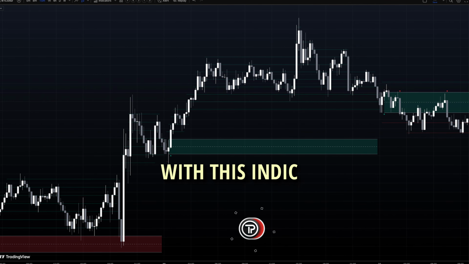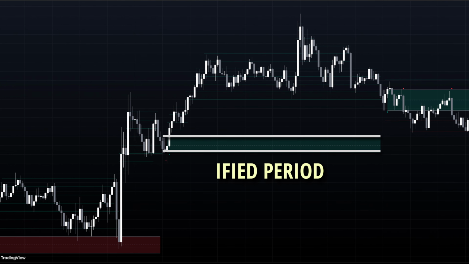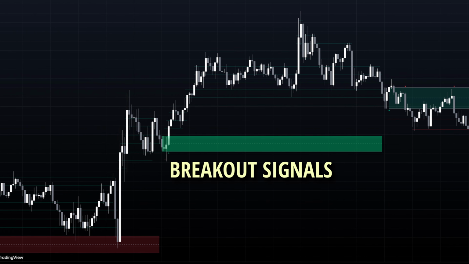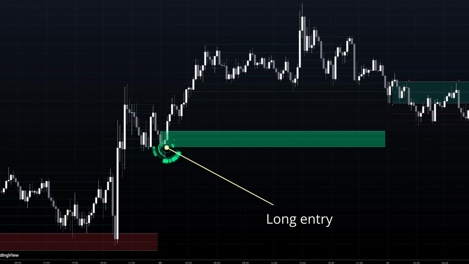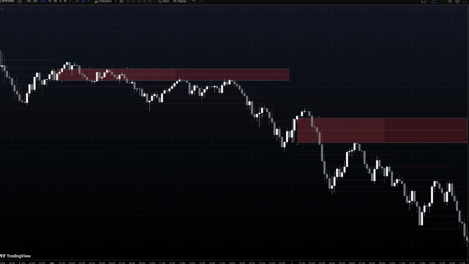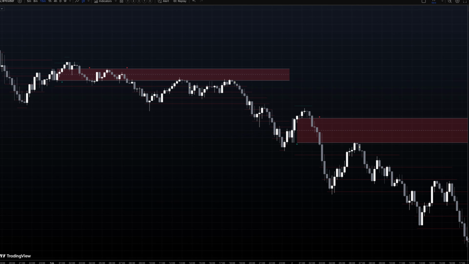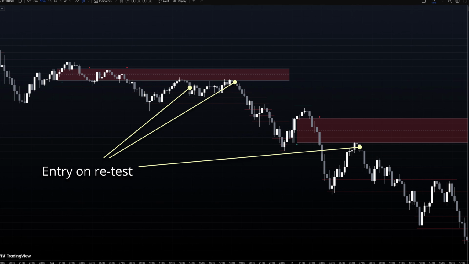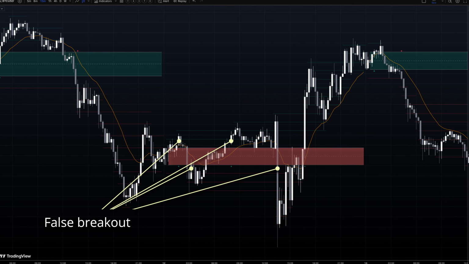To trade effectively with this indicator, let the opening range establish itself during the specified period. Then monitor for breakout signals. Enter long positions when price successfully breaks above the opening range high, or short positions when price breaks below the opening range low. For more reliable entries, consider waiting for a successful retest of the broken range boundary before committing to a position. This approach helps filter out false breakouts while maintaining favorable risk to reward.